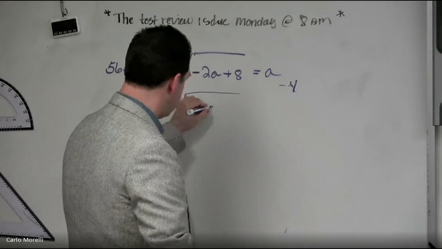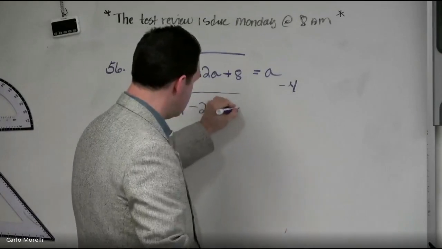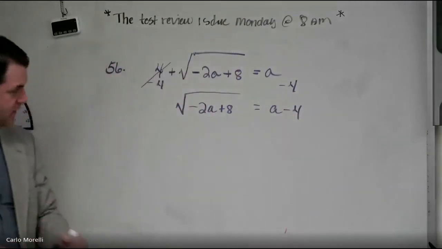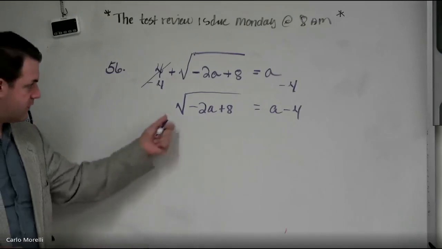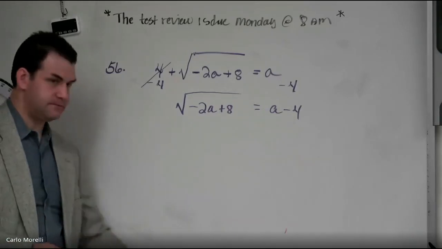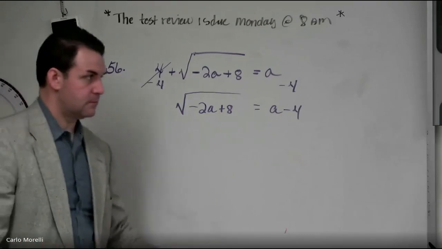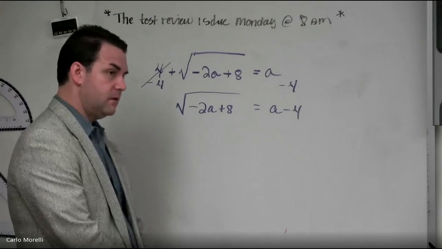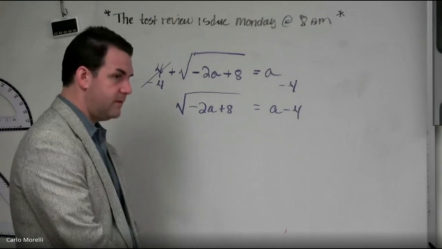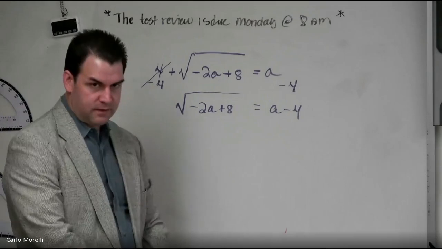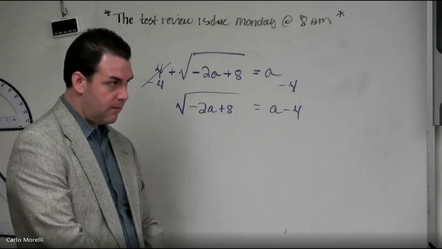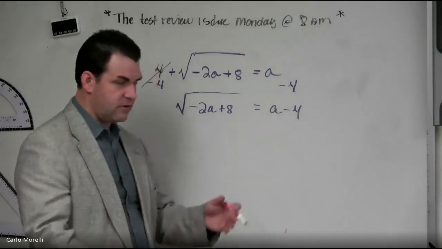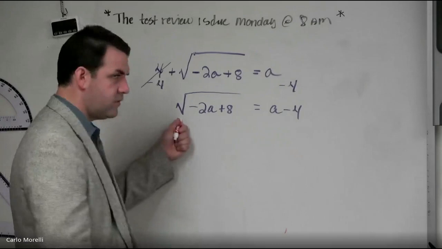Negative 2a plus 8 equals a minus 4. Okay, how do I reverse a square root? I want to get rid of the square root. How do I get rid of the square root? This would be the inverse operation of square rooting something. Right? The inverse operation of addition is subtraction. The inverse operation of multiplication is division. What's the inverse operation of square root?